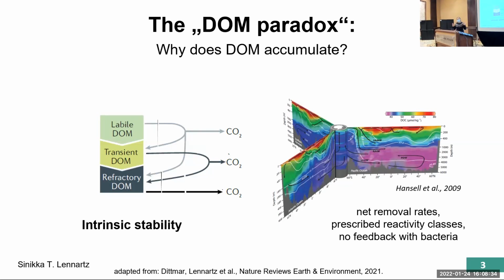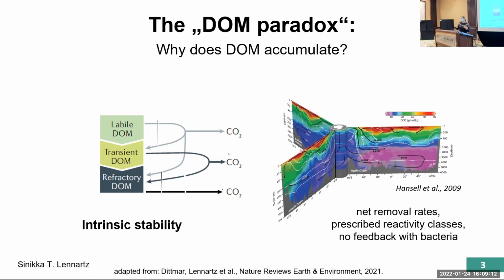So the question here is, why does this dissolved organic matter accumulate while being surrounded by bacteria that, by not eating it, lock away a lot of carbon away from the atmosphere? And the common concept of that is that this is because of an intrinsic stability. So some molecules are just more labile than others, are therefore degraded much faster than others. So the typical concept that you see often is that the whole DOC pool is basically chopped up into different fractions, a labile one, a semi-refractory, semi-labile one, a refractory one.